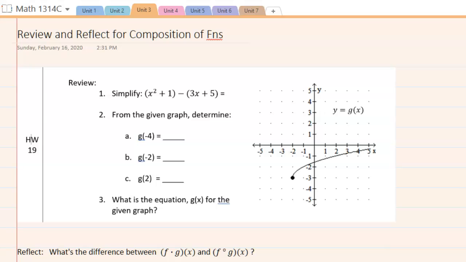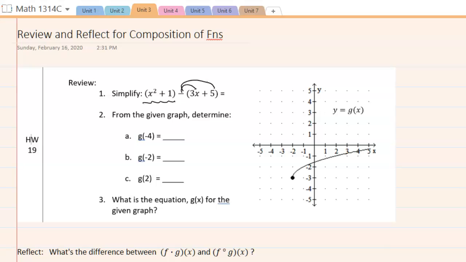Number 1 of the review reviews subtraction of polynomials. Here we are to subtract the quantity of 3x plus 5 from the quantity of x squared plus 1. Notice that the x squared plus 1 is written first, and we can distribute the minus sign as a negative 1 to the second set of parentheses.